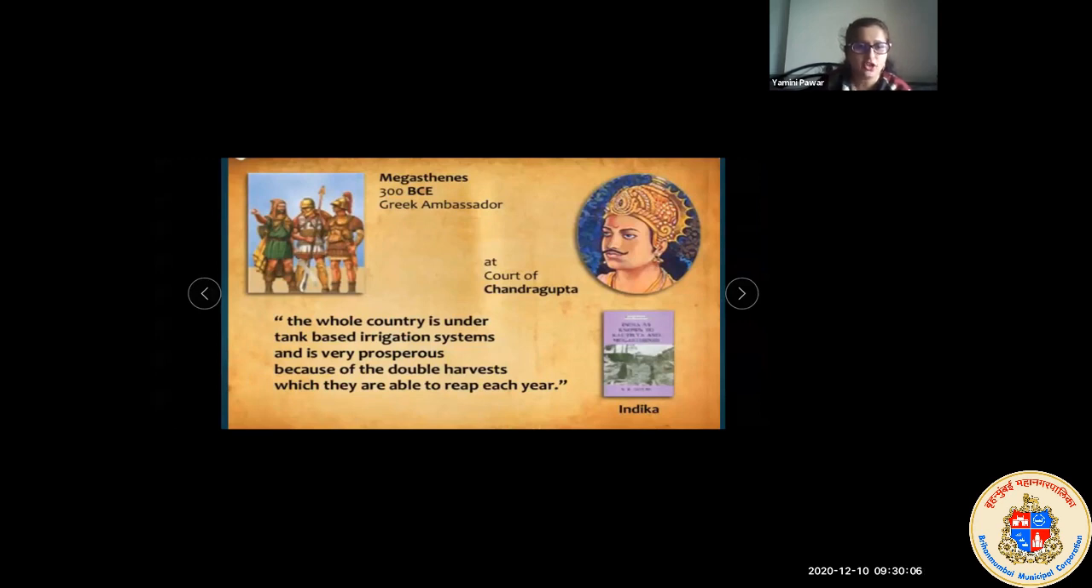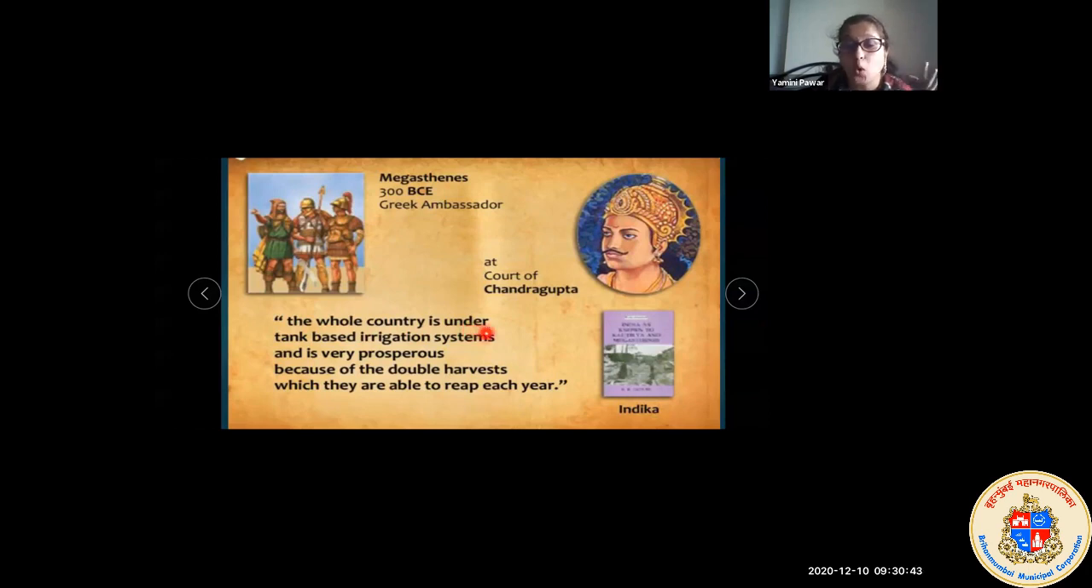In the next slide, children, you can see Megasthenes, 300 BC, a Greek ambassador at the court of Chandragupta. On the left side, you can see Megasthenes standing in between. On the right side, you can see Chandragupta, the king. And at the lower side, on the right, you can see the book Indica. The book is talking about the whole country of India.